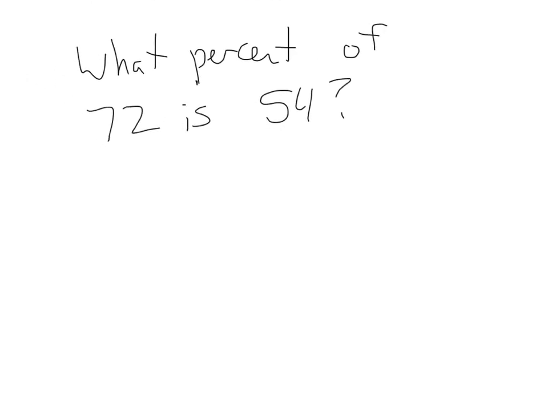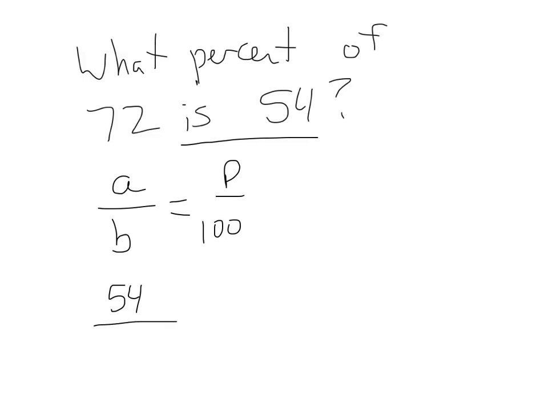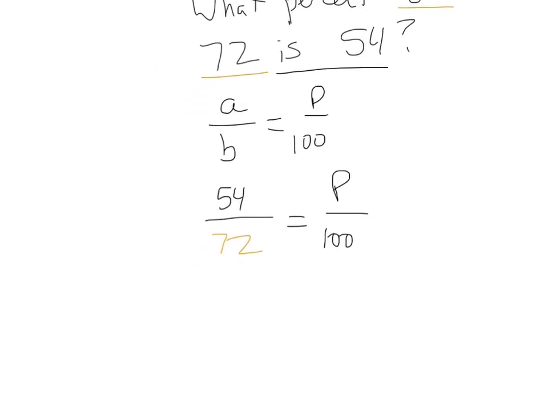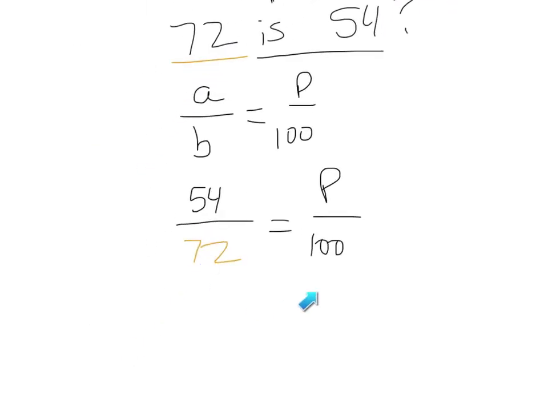Well, I remember the percent proportion is part over the base is P over 100. And what's the part? What percent of 72 is 54? So 54 is going to be my part. Of 72 indicates that 72 is going to be my base. And that's equal to P over 100. I don't know what P is. It's the percent. I'm solving for it. So can I mental math it? Can I say, how do I get from 72 to 100? I wouldn't recommend it. So let's go ahead and butterfly.